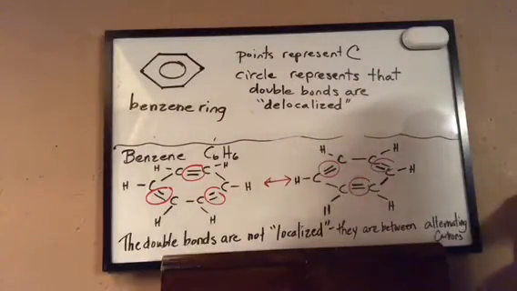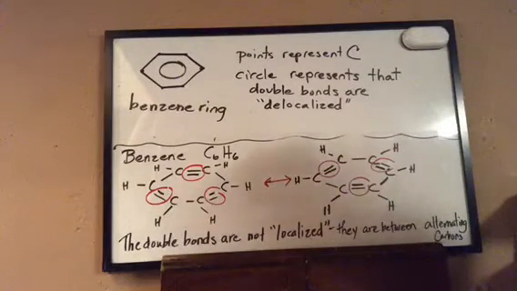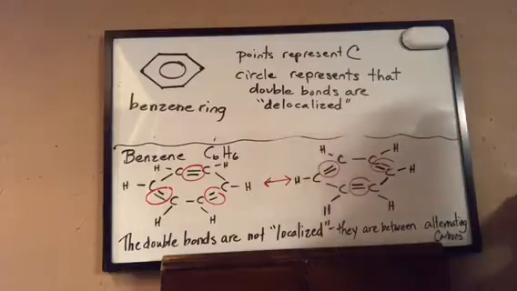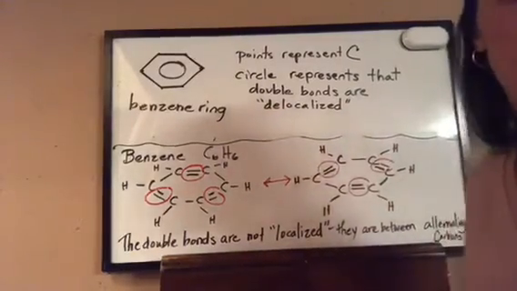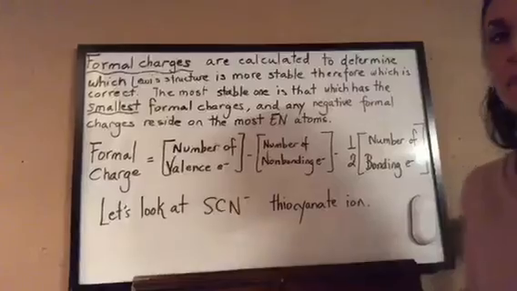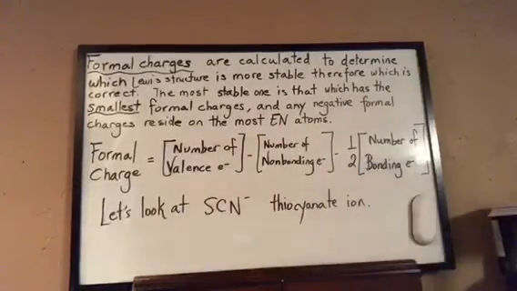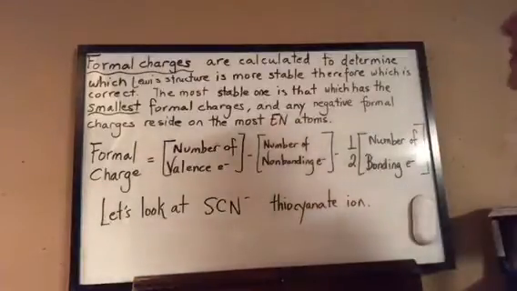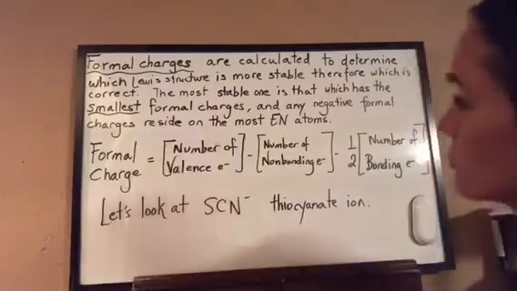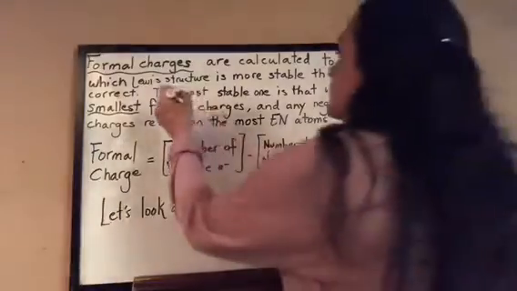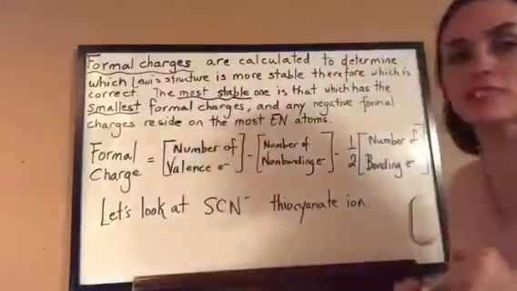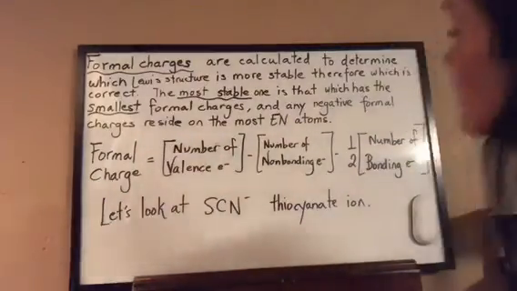Let's see a couple examples of calculating formal charge and define what formal charge is. Formal charges are calculated to determine which Lewis structure is more stable. Therefore, which one is more stable is correct. The most stable one is the one which has the smallest formal charges, and any negative formal charge that resides on the most electronegative atoms.